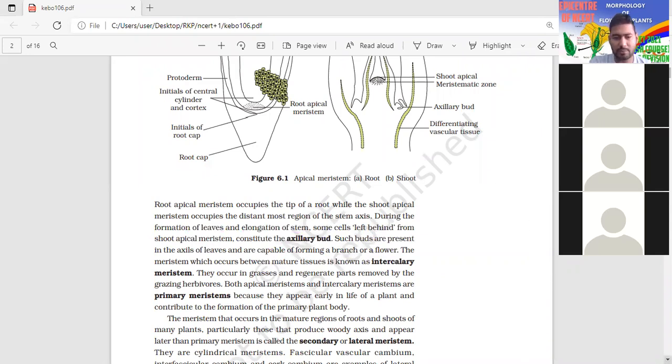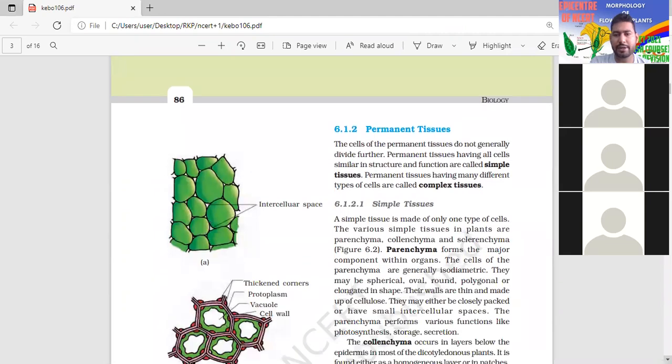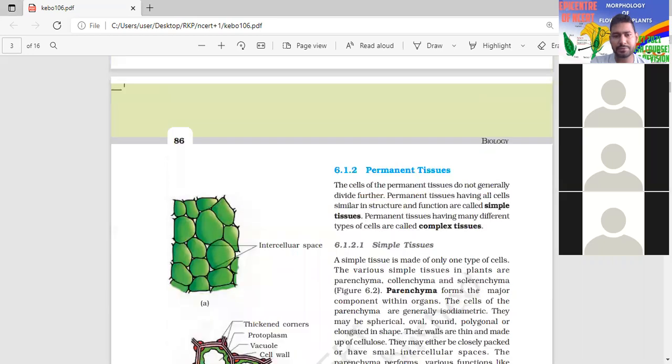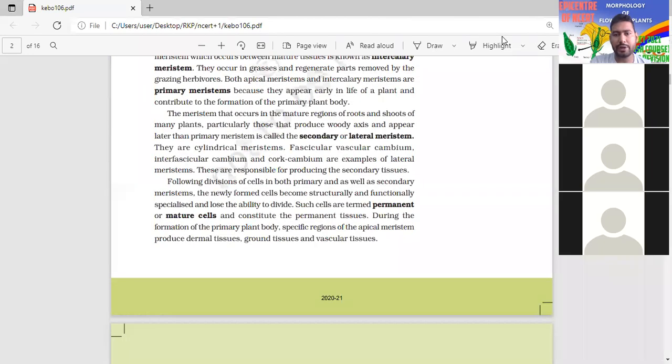Now let's talk about the permanent tissue. Here they have given about the permanent tissue. Following division of the cells, both primary as well as secondary meristem, the newly formed cells become structurally and functionally specialized and lose the ability to divide. They will not divide. Such cells are termed permanent or mature cells and constitute the permanent tissue.